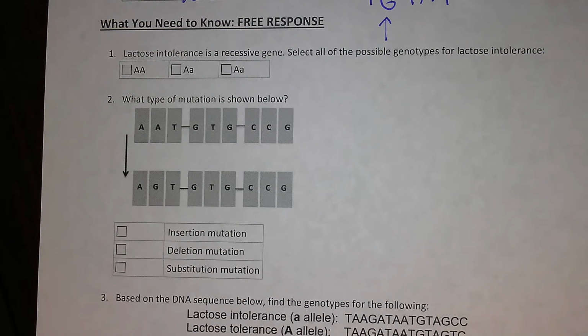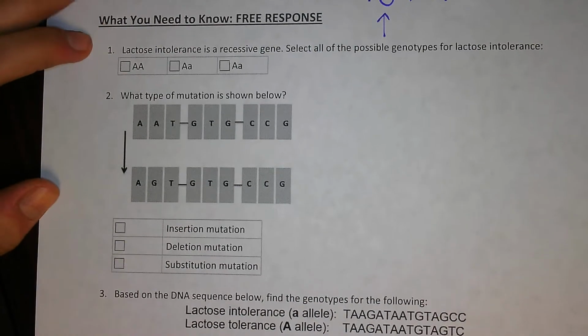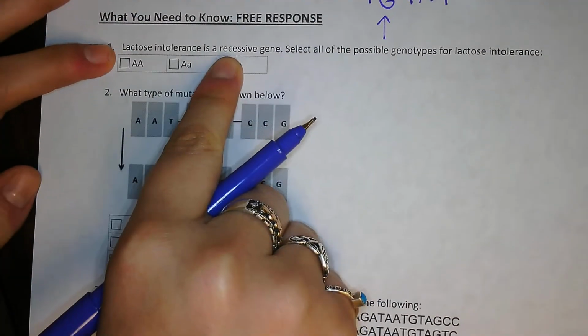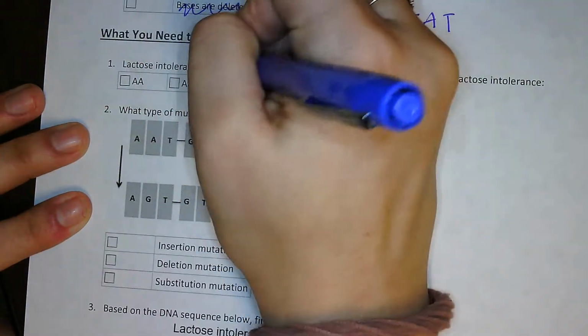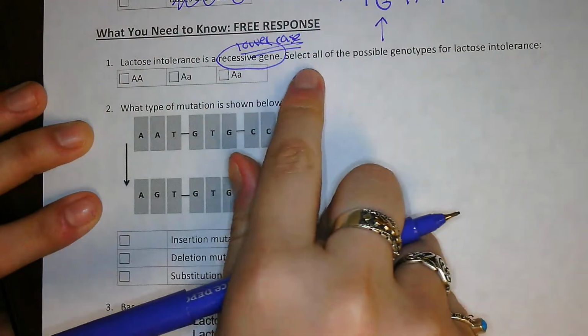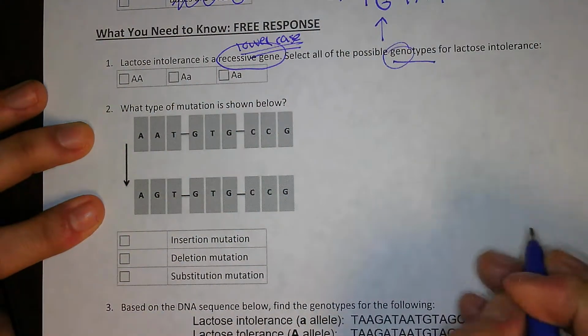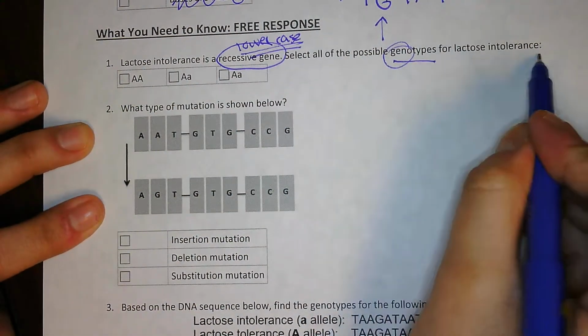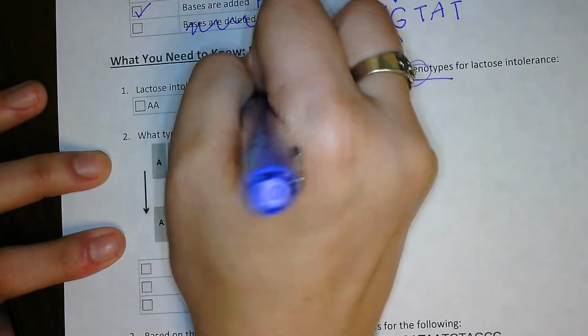Alrighty, so moving on to this next section, there's only 4 questions here. Lactose intolerance is a recessive gene. Recessive means lowercase. It only shows up when everything is lowercase. So now I have to select all of the possible genotypes, so the genes, the letters, the alleles, for lactose intolerance. Everything has to be lowercase, so here it goes.